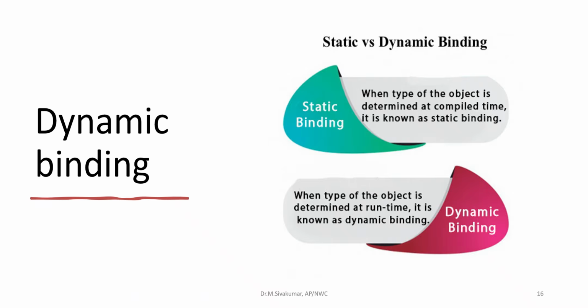Dynamic binding is closely related to runtime polymorphism. Binding means linking a function call to the function definition. In static binding, the method to be called is decided at compile time. This happens in function overloading. In dynamic binding, the method to be called is decided at runtime based on the object type. This happens with virtual functions.